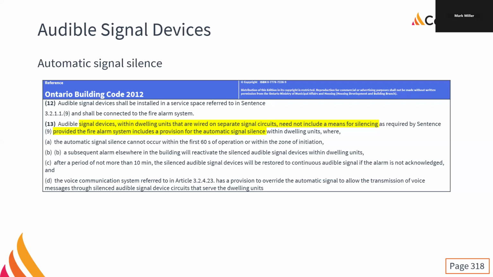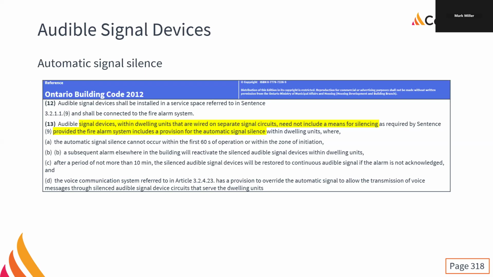So what we're allowed to do instead, and this is typically what we're doing these days, is if the fire alarm activates, all the horns in the suites, I'm saying horns, but it could be any sort of audible device, will sound for 60 seconds, and then they will automatically silence unless the source of the alarm is on that floor area. So if someone pulls a pull station on the seventh floor, down on the fourth floor, you get 60 seconds of horn, and then it silences for 10 minutes.